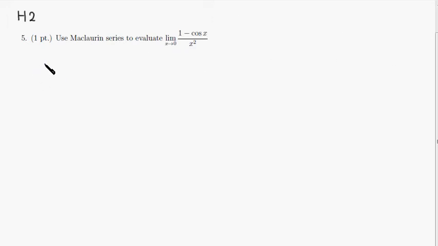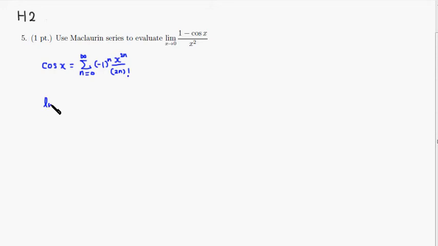Remember that the Maclaurin series of cosine goes like this. Cosine of x is equal to a summation, n goes from 0 to infinity, of negative 1 to the nth power, then you have all the even terms, so it's x to the 2n over 2n factorial. So this is cosine. Let's evaluate the limit.